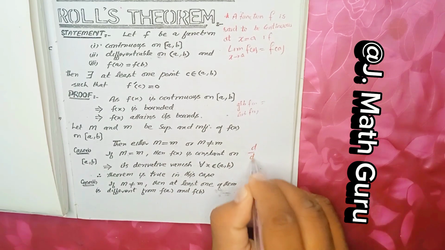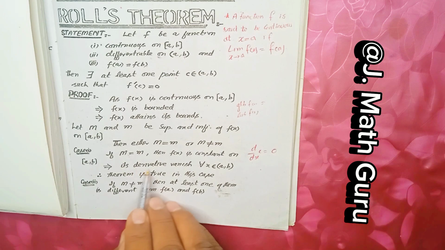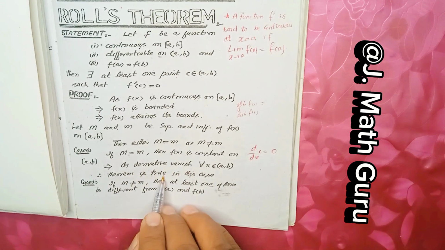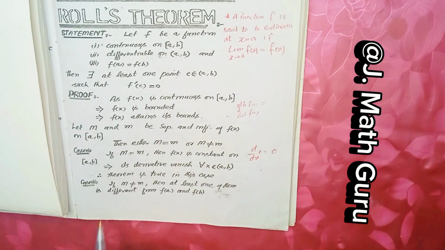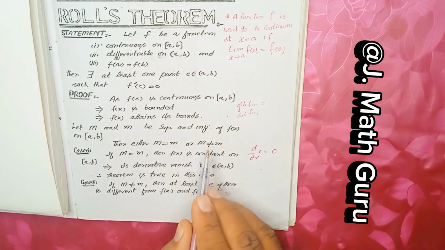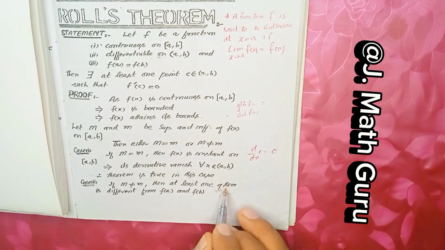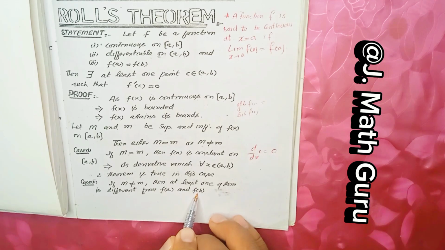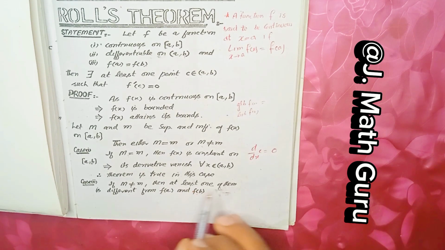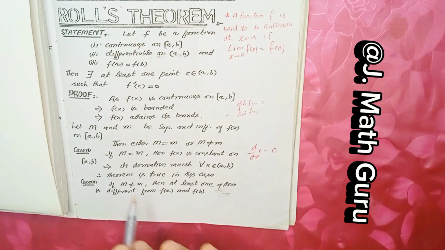The derivative of a constant, we know, is equal to 0. It means its derivative vanishes, so the theorem is true because the derivative of the function at the point c is equal to 0. So our theorem is proved. In the other case, if the supremum and infimum are not equal, then at least one of them is different from f(a) and f(b). If the function is constant, then f(a) and f(b) are equal, and the derivative vanishes.